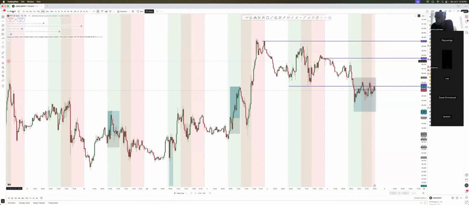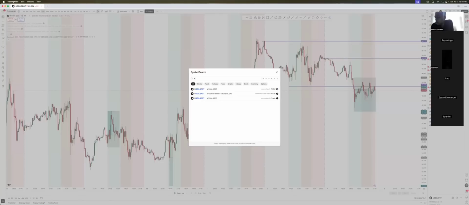Let's do gold. That's gold that you dread so much. USD. Let's do gold. So now notice that US oil is traded between the London session.